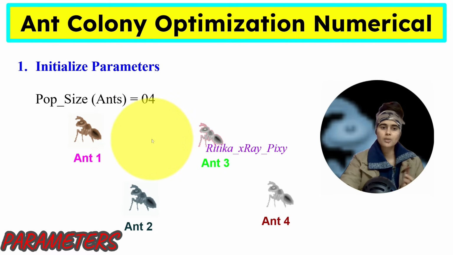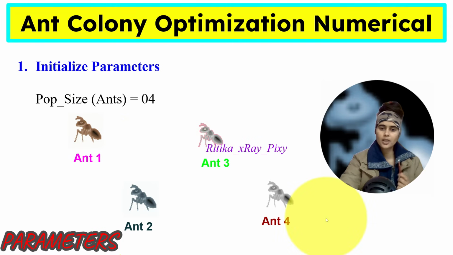So now we'll solve the problem step by step. First, we will initialize the parameters. The first parameter we have is the population size for the ants. We have, for simplicity, just 4 ants in the current iteration: 1, 2, 3 and 4. We are taking just 4 ants here. You can take any number here.